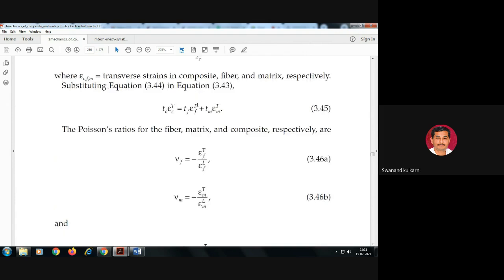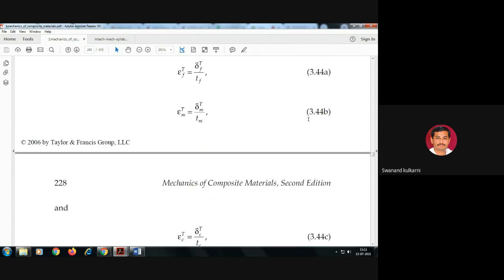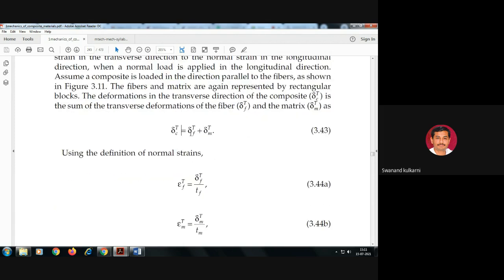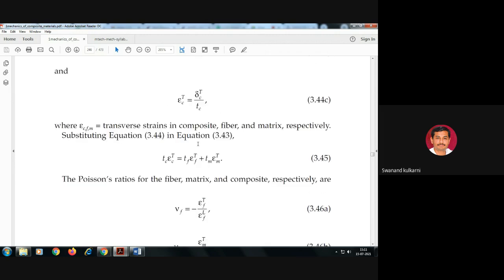So substituting those values in equation 3.43, because from this equation we know that deformation of composite is nothing but deformation of fiber plus deformation of matrix. Total composite deformation is definitely the outcome of these two deformations, the addition of these two deformations. So those values are substituted here.